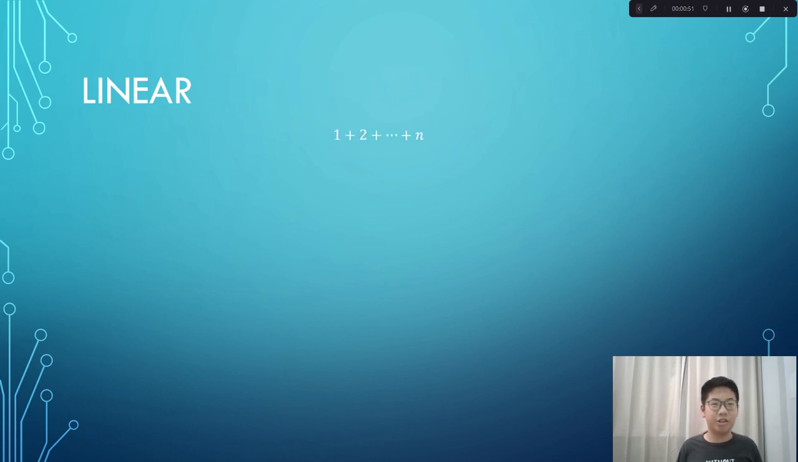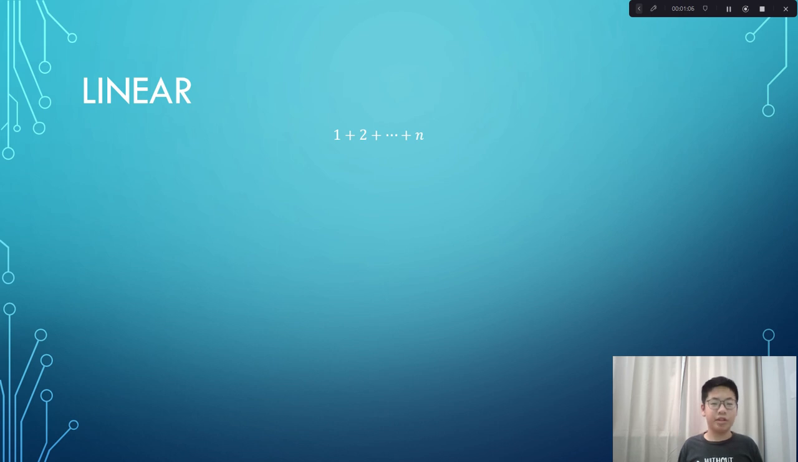1 plus 2 plus dot dot dot plus n. This has been proved by Gauss when he was 9, in a possibly interesting story about a teacher asking him to solve all the numbers from 1 to 100. You might have heard of this method already, so we're just going to review it here.